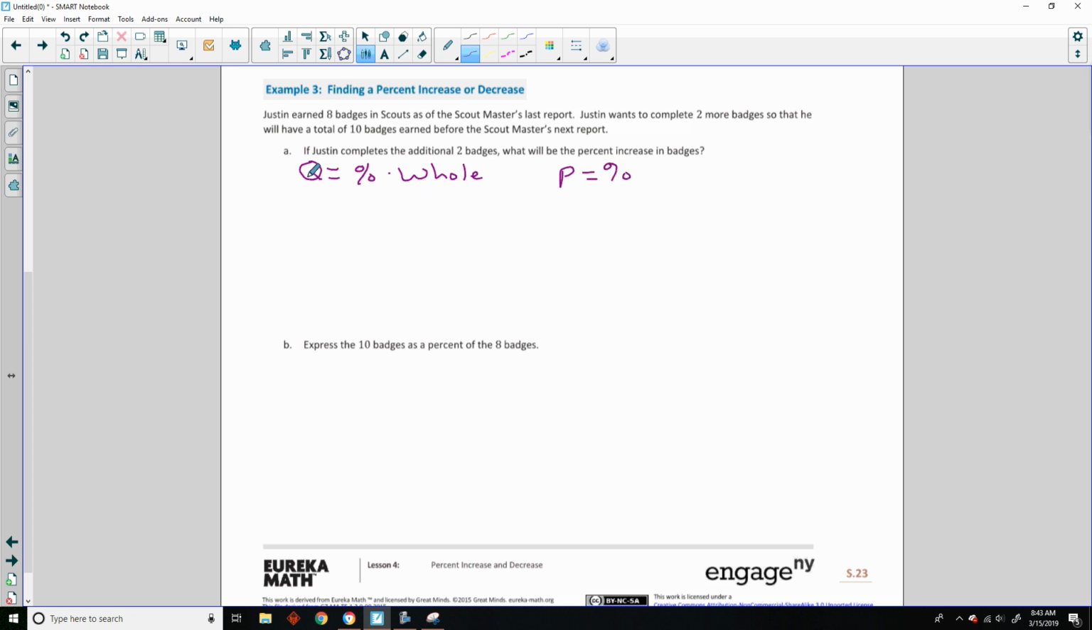And we're going to start off with what quantity is he looking for? He wants 2. So if he wants 2 badges, that equals some unknown percent P times the whole, which is 10. Oh wait, I'm sorry. That's what we're trying to get. It's going to be a total of 10. Justin already has 8 badges. That's our whole. He has 8. He wants 2 more. And then to get the percent, I divide both sides by 8. This cancels, and P equals a quarter. Well, a quarter is 25%.